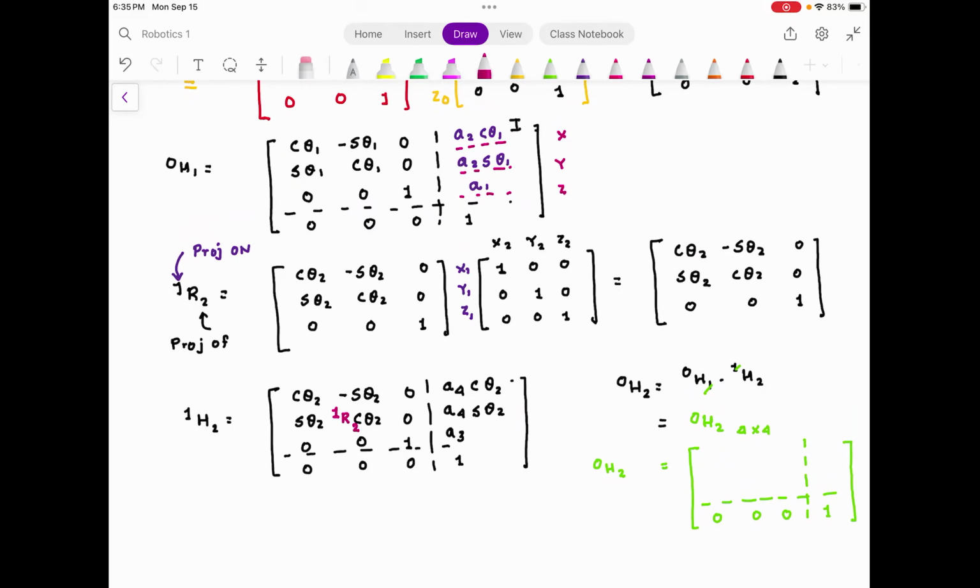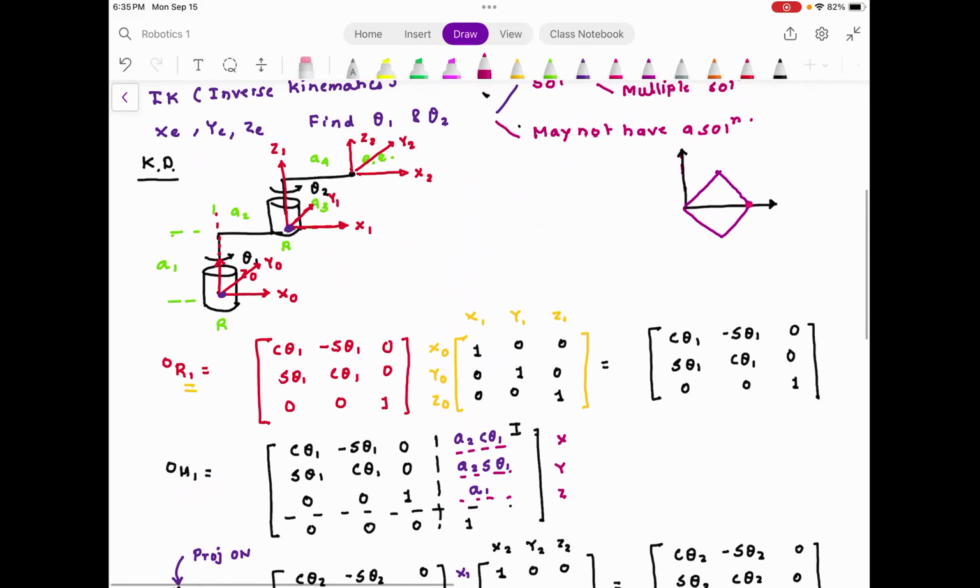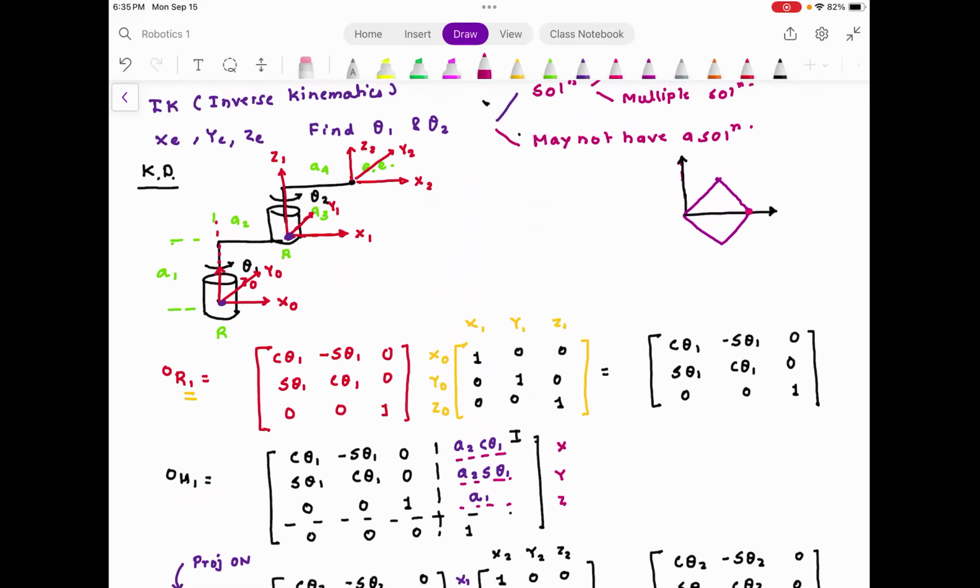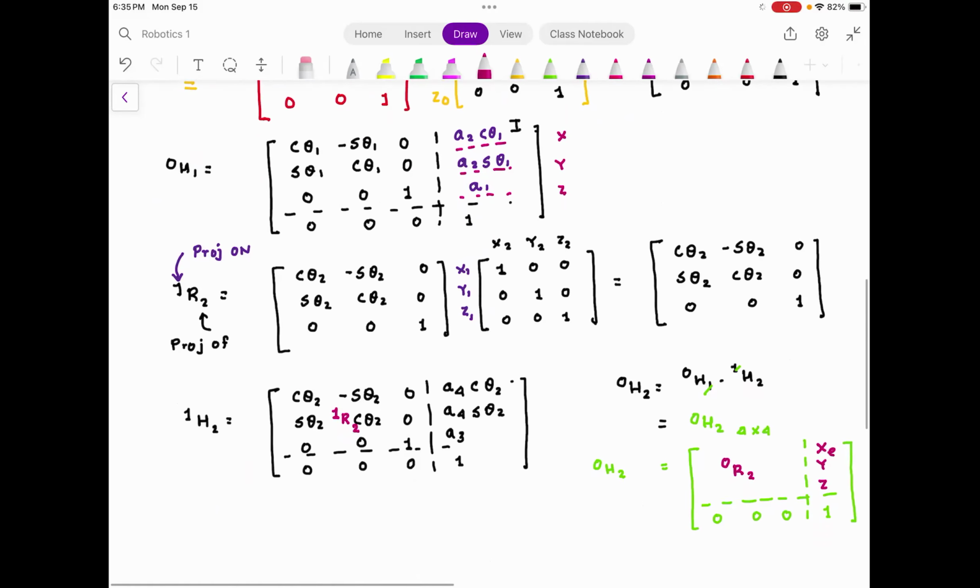So can I say that this is going to be 0R2? And then I'm going to have the X position, Y position, and Z position of frame 2 with respect to frame 0. And what is this? This is nothing but the end effector position with respect to 0. So can I say this would be X end effector, this will be Y end effector, and this will be Z end effector? Everyone understood this?